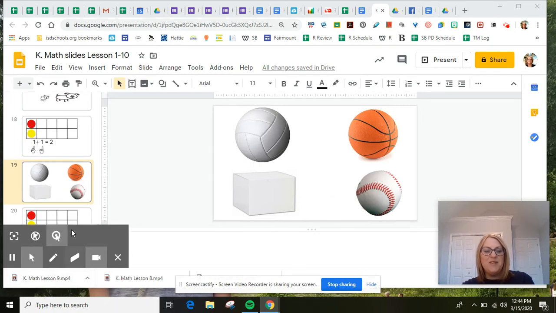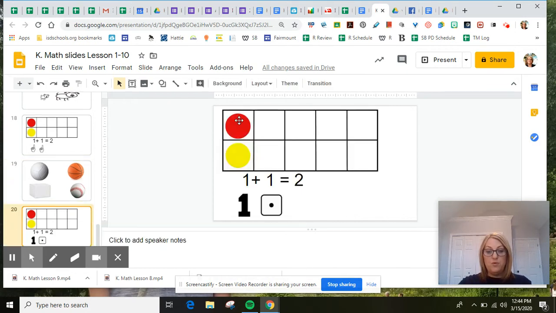All right, we're going to take a look at some addition today. We've got another set of doubles. Did you notice one and one is the same as two? But today I want you to practice counting on. We know one and one more is the same as two.